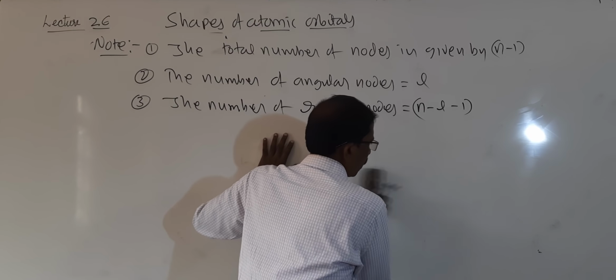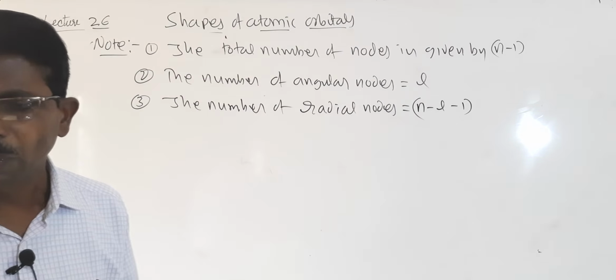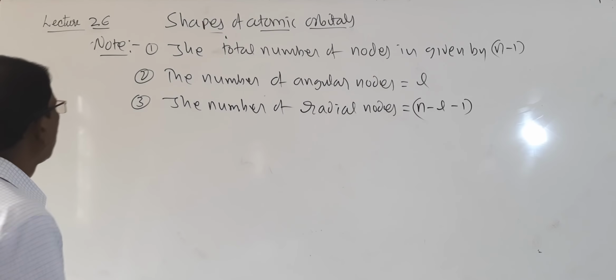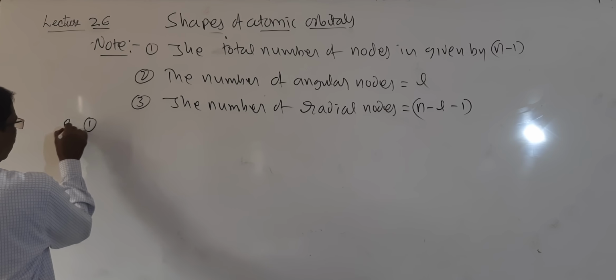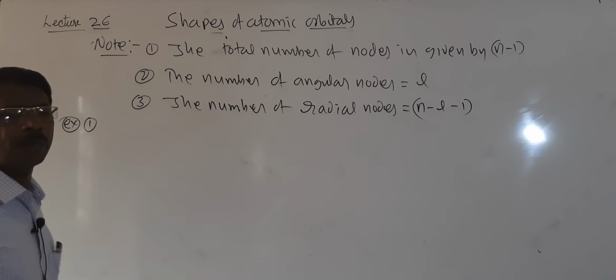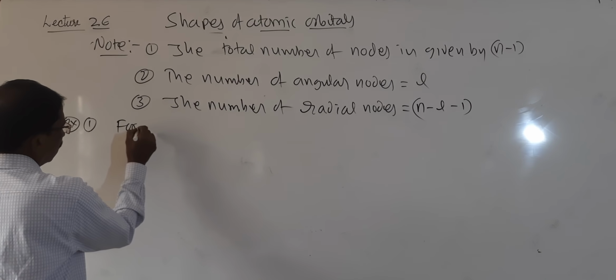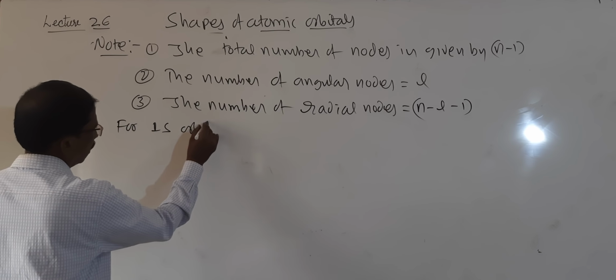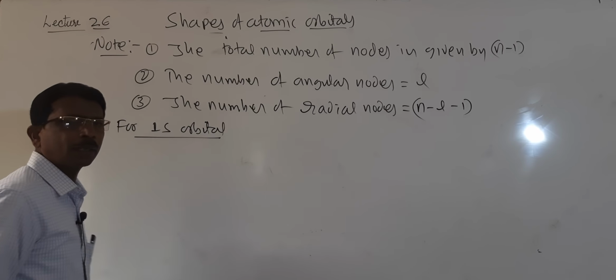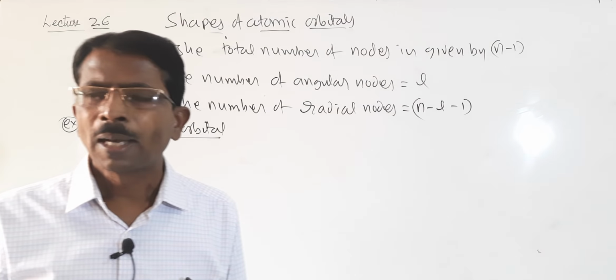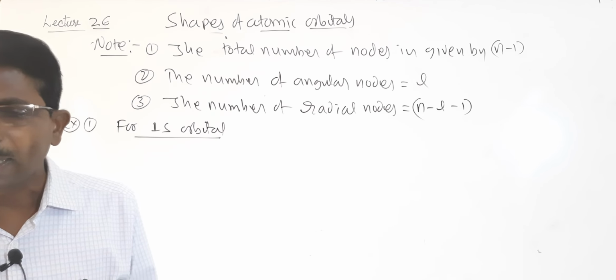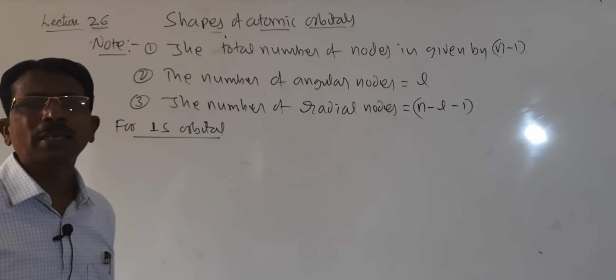Let us see how these can be determined. ಇವನ್ನ ಯಾವ ರೀತಿ ಡಿಟರ್ಮೈನ್ ಮಾಡ್ತೀವಿ ನಾವು? ಎಕ್ಸಾಂಪಲ್ ನಂಬರ್ 1 ಫಾರ್ 1s orbital. For this 1s orbital, how many nodes are there? How many radial nodes are there? And how many angular nodes are there?